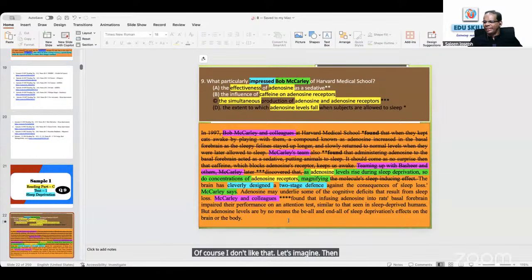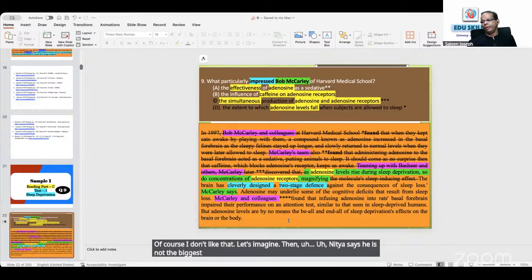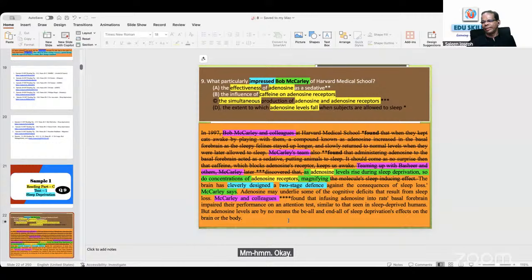Then Nitya says he is not the biggest billionaire in the world. That's the last sentence. But he is not the richest man in the world. Does that affect Joyce's impression? Yes. Make her impressed. It doesn't impress. What impressed her is his purse, whatever he has, his Lamborghini and his house, he's a billionaire, his job. Pardon? Sorry?